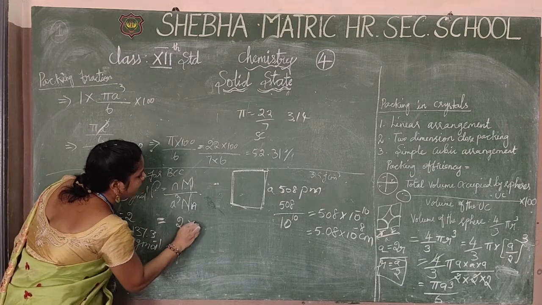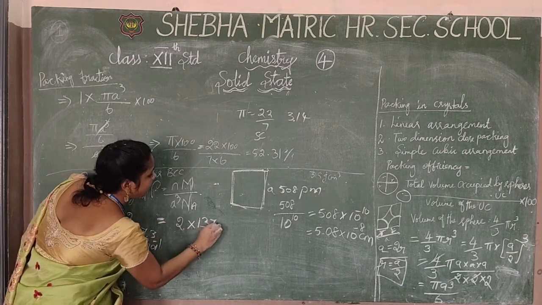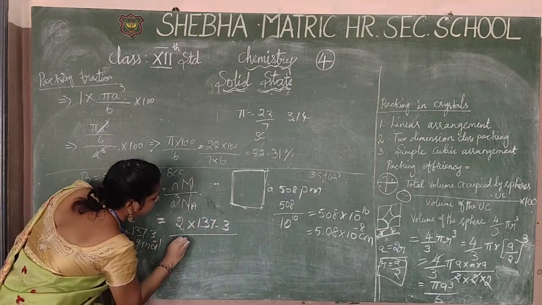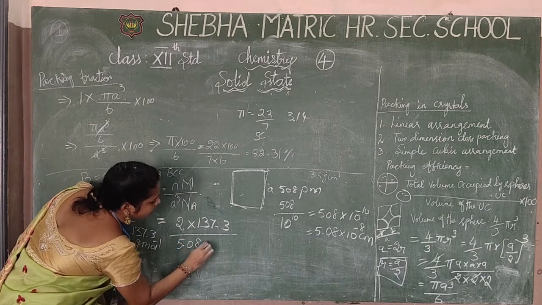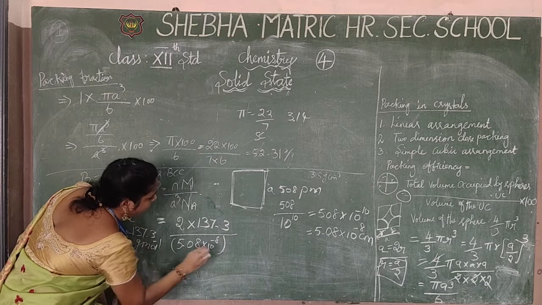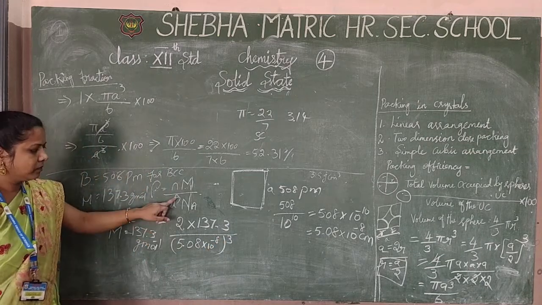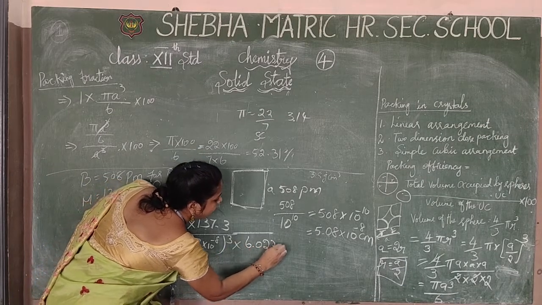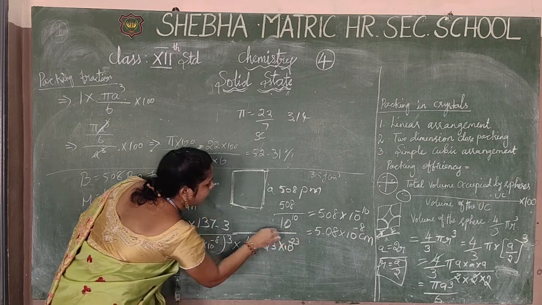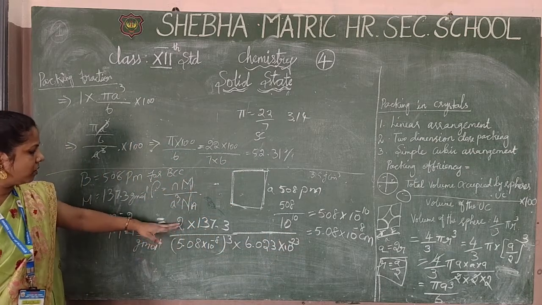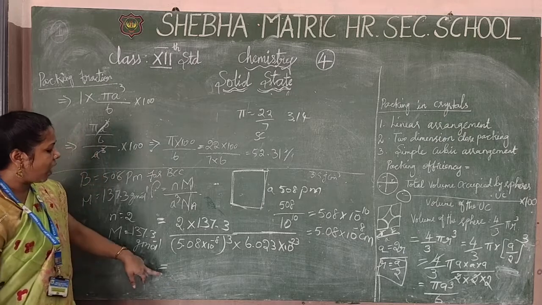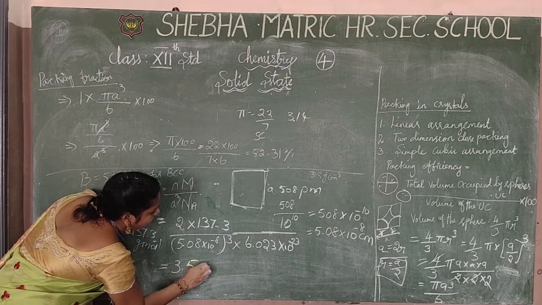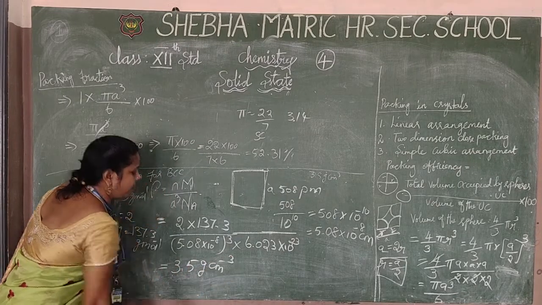N is 2, M is 137.3, divided by A cube, that is 5.08 into 10 to the power of minus 8 the whole cube, that is A cube. Okay, and Avogadro number 6.023 into 10 to the power of 23. Got it, the substitution? So finally you can get the value. You have to simplify this. I get 3.5 grams per centimeter cube, that is, grams centimeter minus 3. That is the answer.